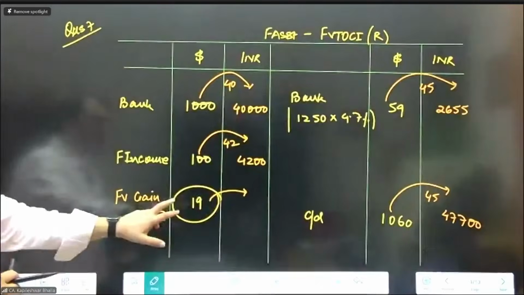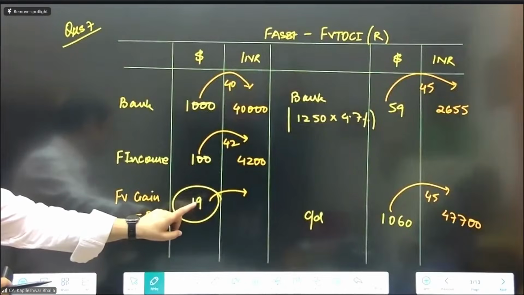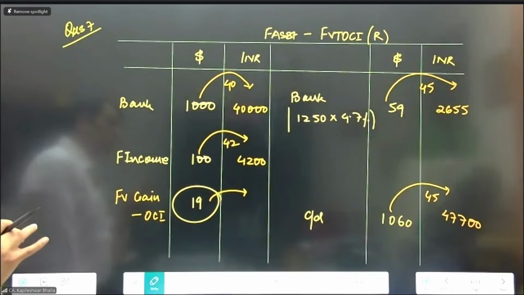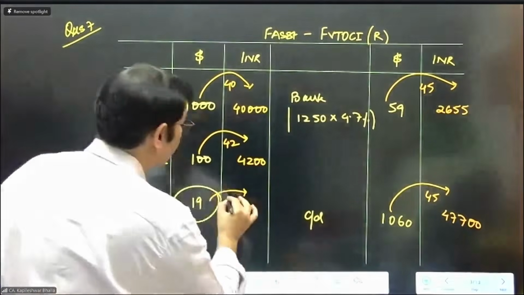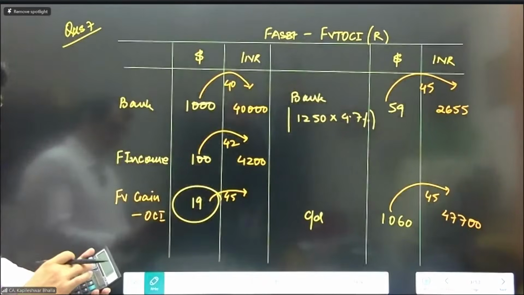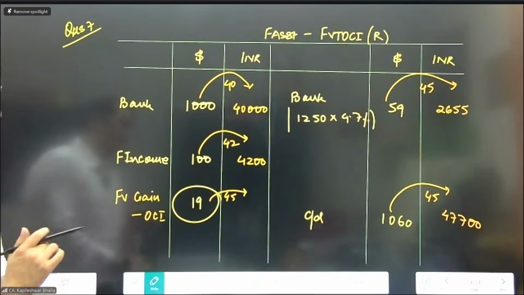So when you're considering the foreign exchange gain, this arises at the end of the year. So though it's going to go in the income statement, is it going to be average, or is it going to be closing? Undoubtedly, it's going to be a closing rate. So this is 19 into 45. It comes to 855.